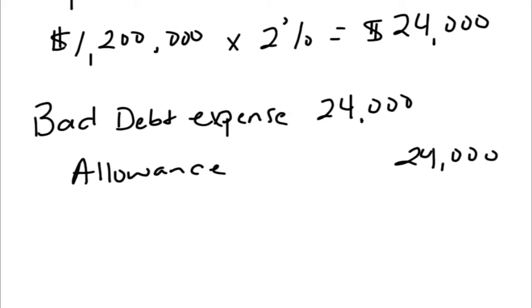The focus on percent of sales is more on the income statement side. Again, it's on the bad debt expense. That's what we want bad debt expense to be. Under the allowance method, this entry is the only time that we have any impact on bad debt expense. Up to now it has a zero balance. Now it has a $24,000 balance. So again, that's going to be the amount of our adjusting entry, because that's the focus.